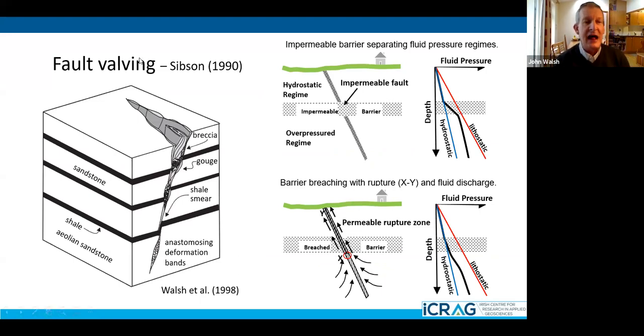This is a fault valving model. What this model does is it takes a fault, and the fault is going through here. There's a layer which is very tight. It's sort of a barrier to flow, and that layer effectively transects the fault.